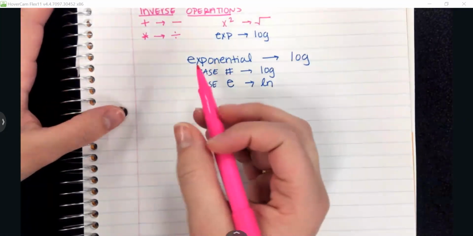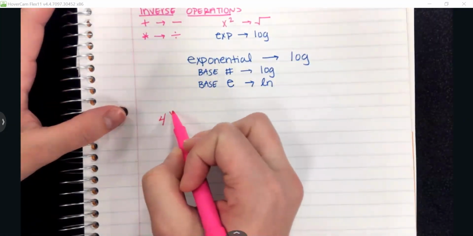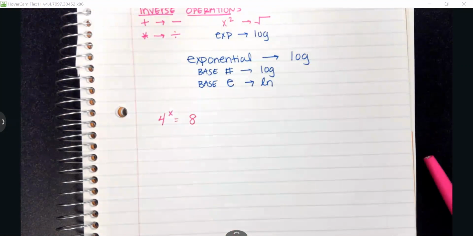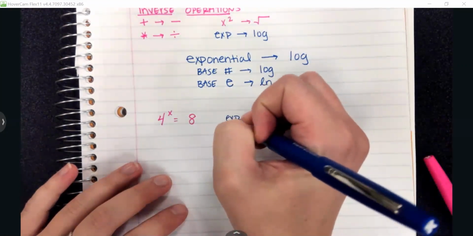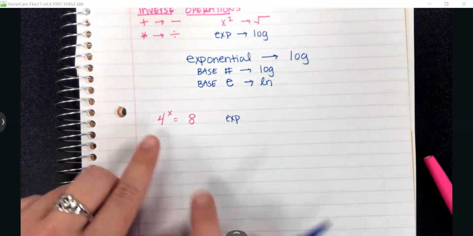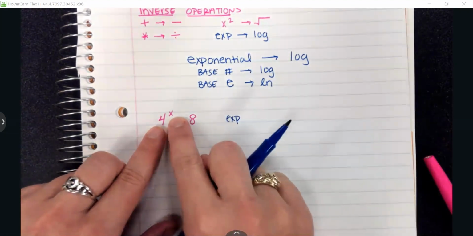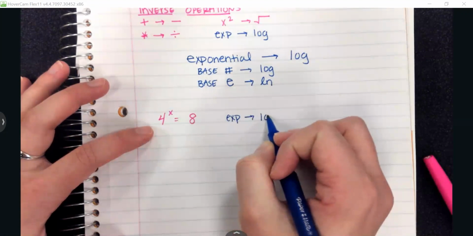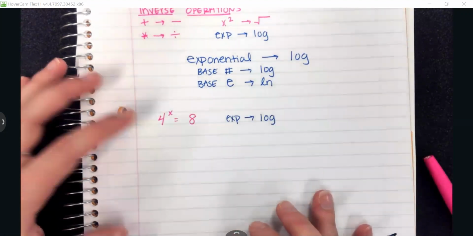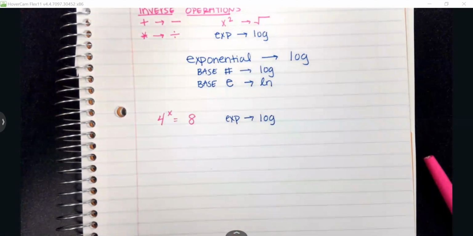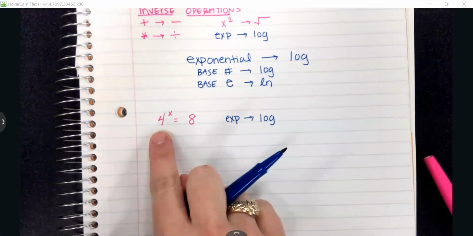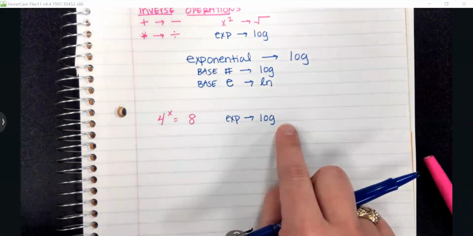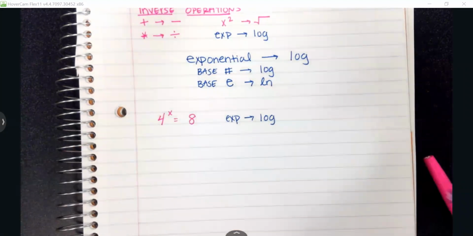So our first example is going to say 4 to the power of x equals 8. This is an exponential function. How do I know it's exponential? Because it has a base with an exponent. Because my base is a number, I'm going to use a log. Whatever my base is has to be the base of my log. So if my base is 4, my log will have a base of 4. If my base is 12, my log will have a base of 12. Okay, these bases have to match.